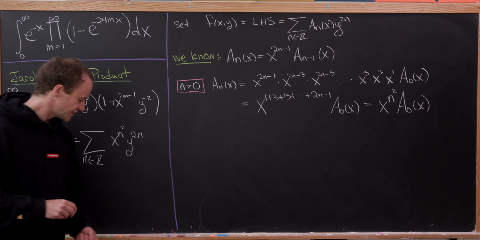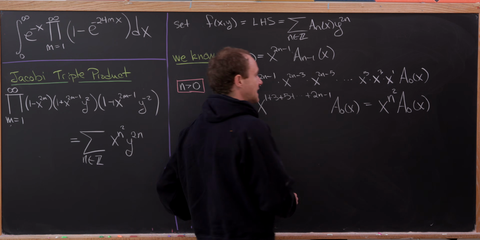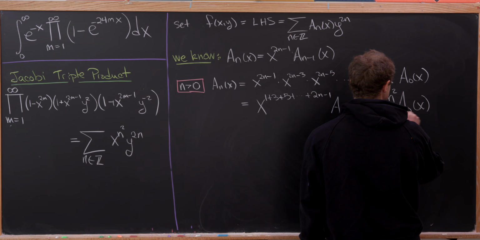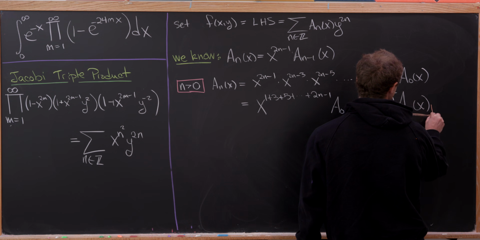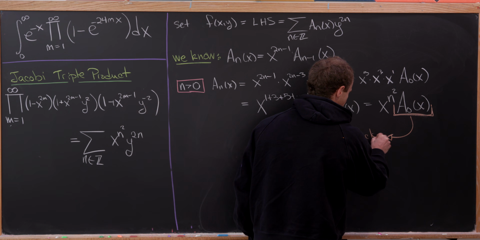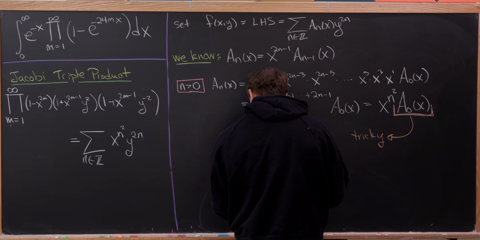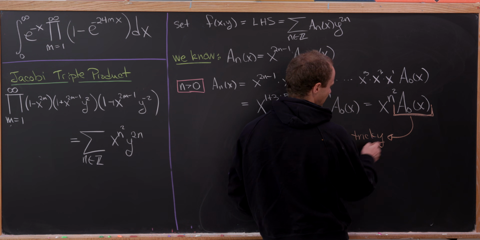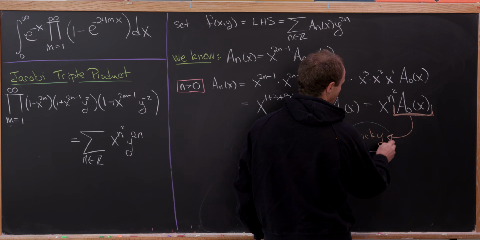Which means we really just need to know what's happening for the n equals 0 case. In other words, what is a_0 of x? And I'm actually going to cheat on this, and that's because it's a little bit tricky. But I'm going to post a video fairly soon where we'll actually see this.